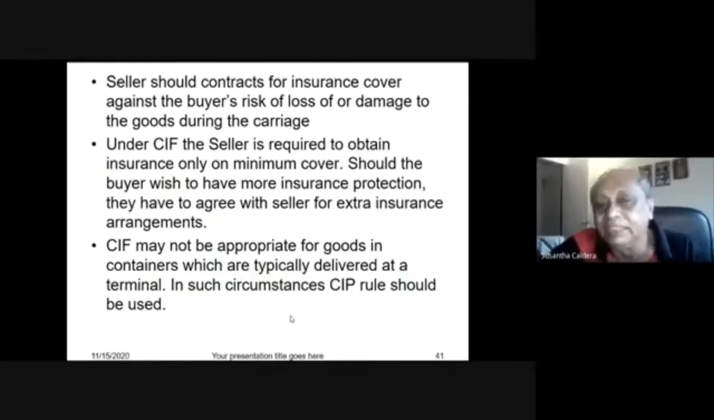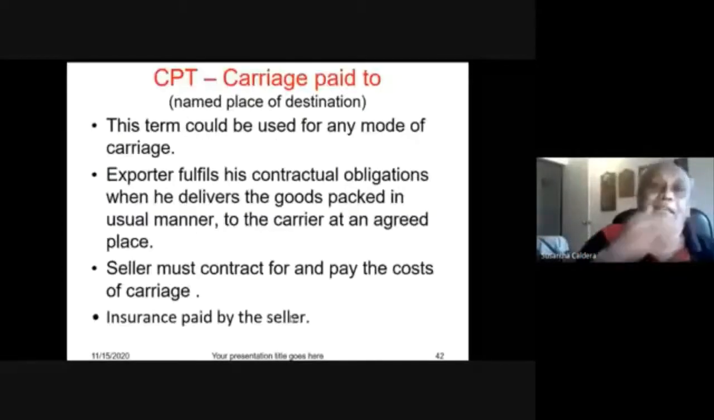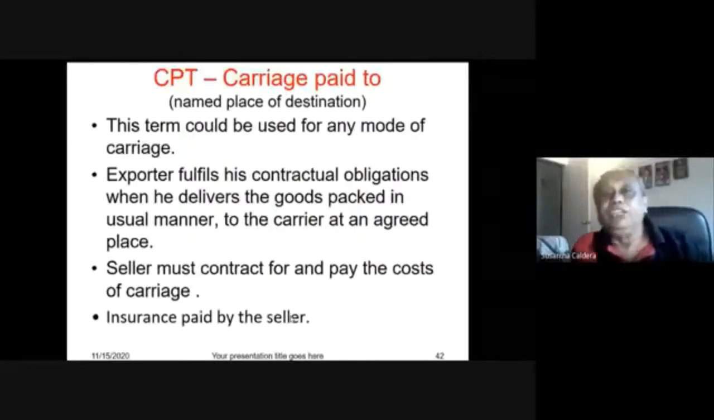In such circumstances, CIP rules should be used. CIP is the most appropriate if it is containerized cargo, right? CPT, carriage paid to. Correct. Carriage paid to. This term could be used for any mode of carriage. The exporter fulfills his contractual obligations when he delivers the goods packed in the usual manner to the carrier at an agreed place.